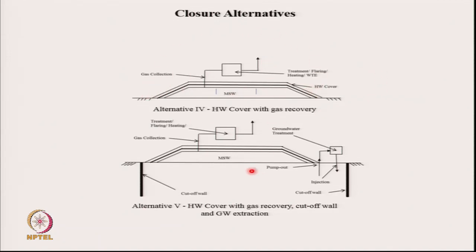If your groundwater table is close and you are sitting on pervious soil, just by doing all this, nothing is going to happen because the plume is already moving. If the plume is moving, then you need to put vertical cutoffs. So this is yet another alternative.